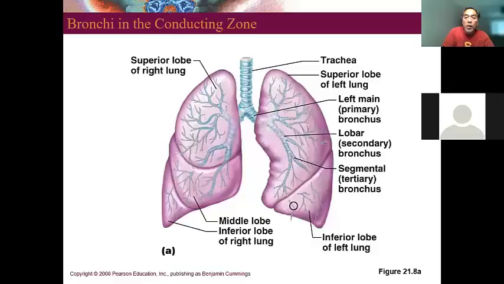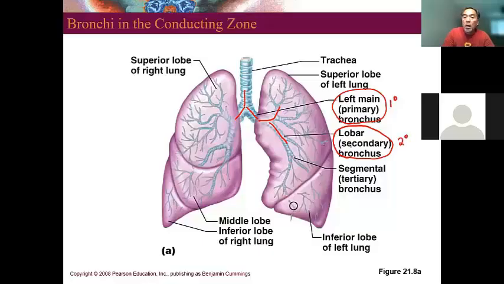The first division from the trachea, that bronchus, is called the primary bronchus. After that, the bronchi divide again. The second division is called the secondary bronchi, or sometimes the lobar bronchi. Now you would understand what lobar pneumonia means. Lobar pneumonia is located on the second division down to the alveoli. So that's the second division.